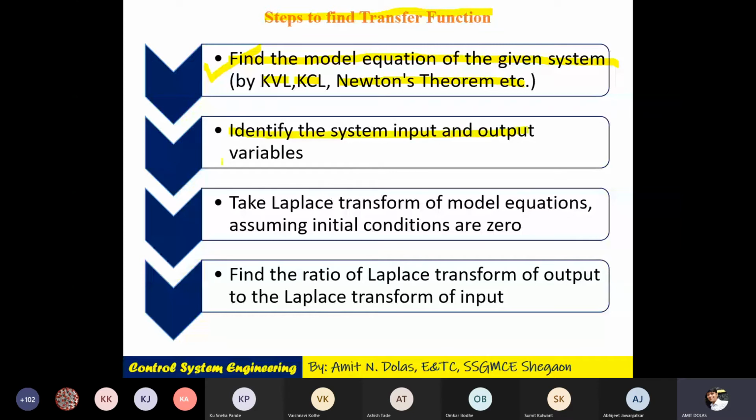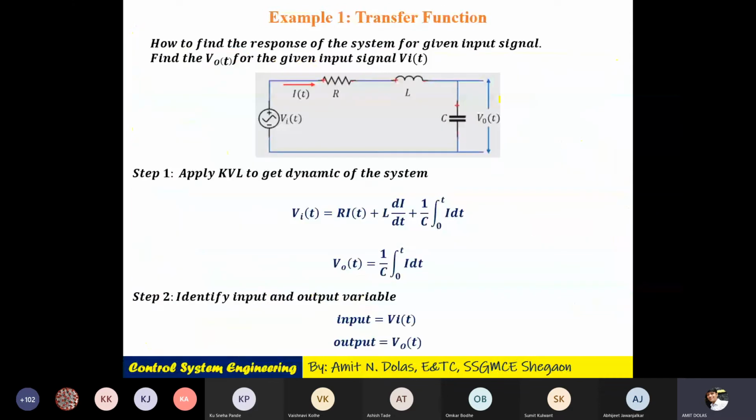Identify the system input and output variables. From the model equations we get, we identify which is the input and which is the output. Take the Laplace transform of the model equations, assuming initial conditions to be 0. Then find the ratio of the Laplace transform of the output to the Laplace transform of the input. When you follow all these 4 steps, you will get the transfer function.